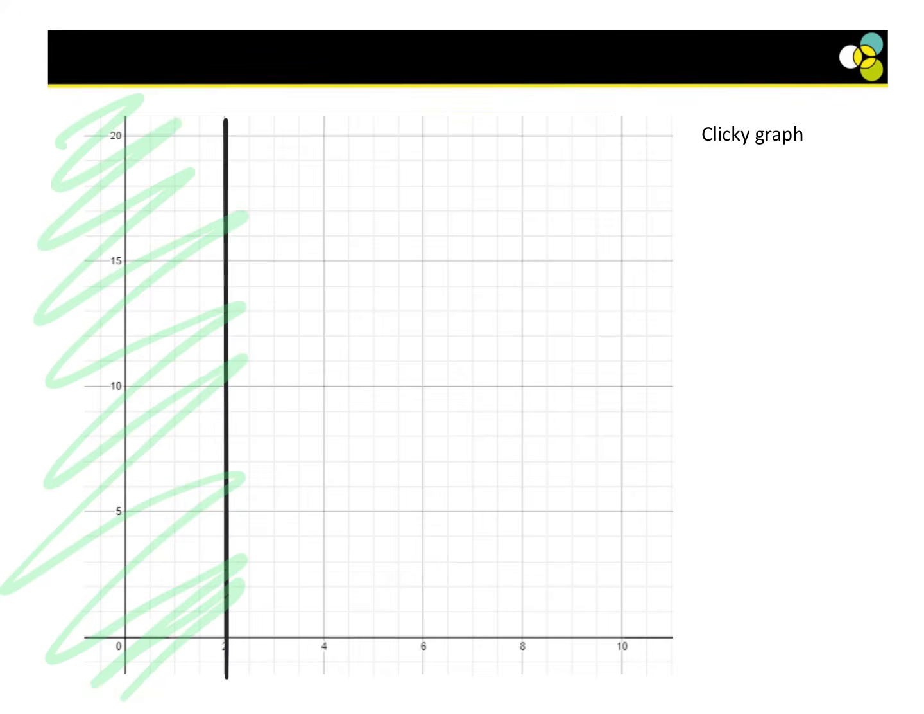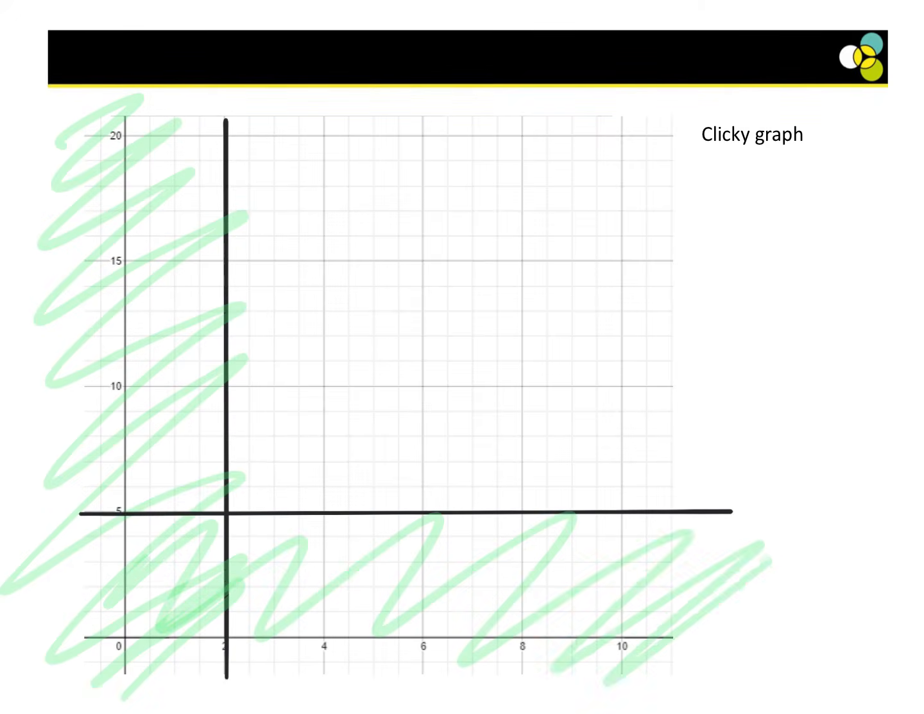y is greater than or equal to 5. Okay. So I want above it, so where am I going to shade? Below it. Okay, what's the next one?